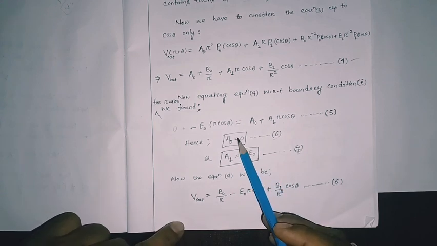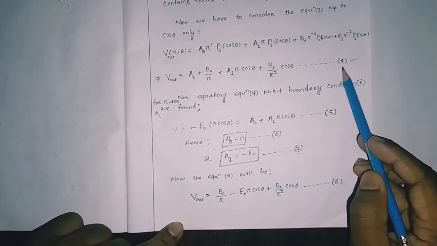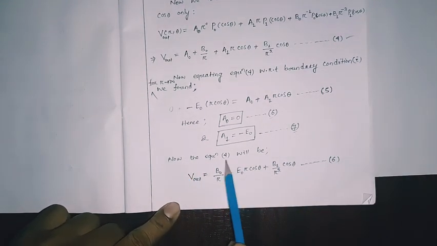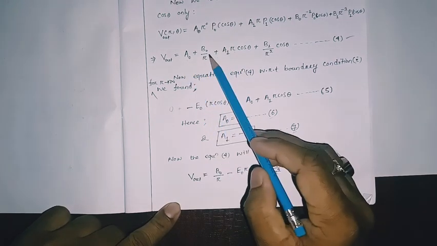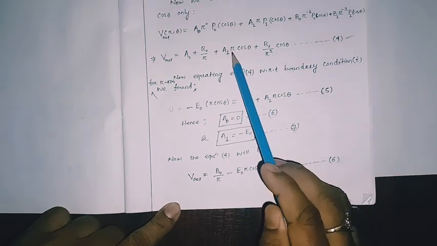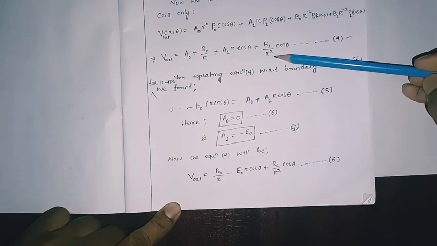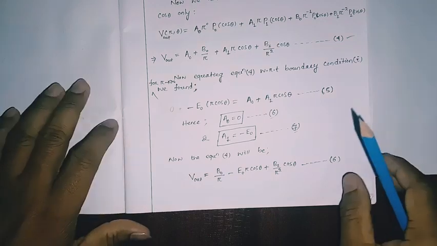Now we have to put these two values in equation number 4, our standing general equation. So now equation number 4 will be: v out equal to a0 is 0, only b0 by r, then a1 we found is minus e0, so minus e0 r cos theta, and b1 by r square cos theta is there. Let this be equation number 6.